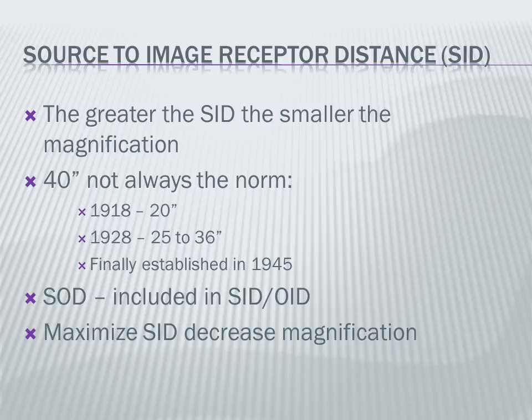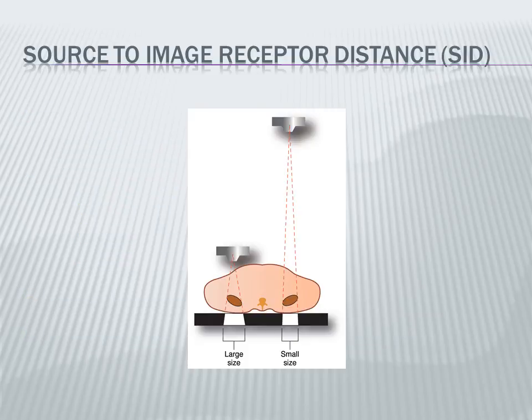SOD is included in SID divided by the OID. Maximize SID, decrease magnification, and that's why 72 inches is used for chest x-rays and lateral C-spines. SOD plus OID equals SID. Source to image receptor distance, or SID. This is just showing you the effect of SID on image size.